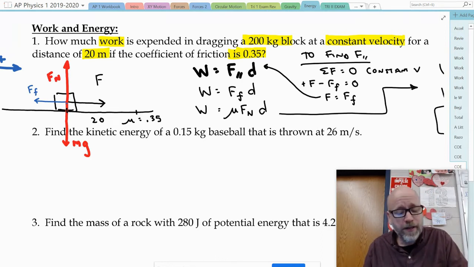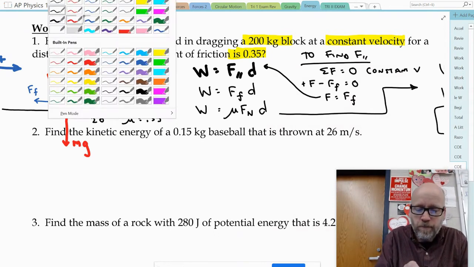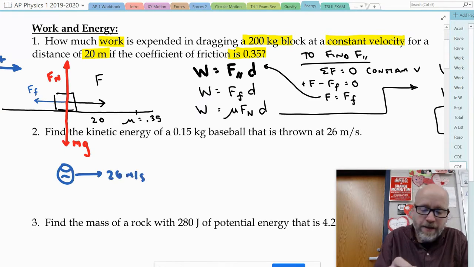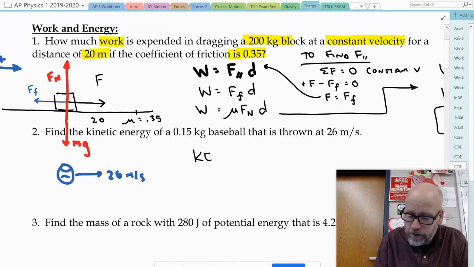So now let's just find the kinetic energy of that baseball. I'm going to start with a picture. Piece of cake. Let's see. Here we got a baseball. It's traveling with a speed of 26 meters per second. And now, to find kinetic energy is just going to be 1/2 mv squared.